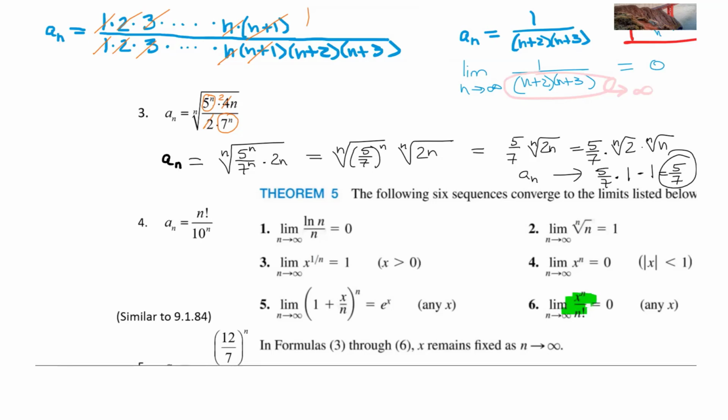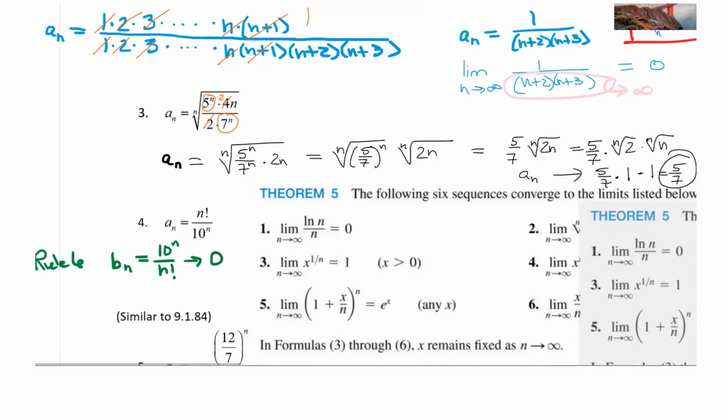What's different between Rule 6 and the problem we have, though? Compare this expression to this expression. They're switched in what way? They're reciprocals, right? So if we had the sequence, let's call it b sub n equals 10 to the n over n factorial, Rule 6 would tell us that's going to go to 0, right? But we don't have that, but we have something related to that.